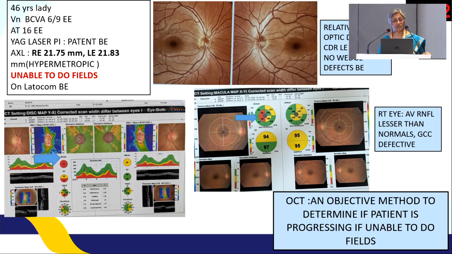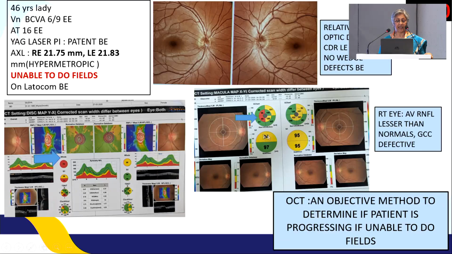A 46-year-old lady who was a hypermetrope, look at her axial length: 21.75 in the right eye and 21.83 in the left eye. She was unable to do fields, which a lot of our patients are unable to do. Clinically we found that the optic discs were relatively small. We correlated this with the OCT finding of the disc area, which was approximately 1.71 millimeters squared. We all know that this is definitely a small disc. A small disc should have practically no cup, but in this patient, the patient had a cup.